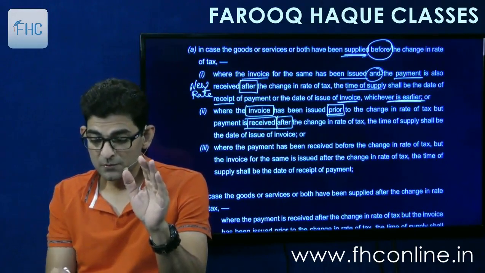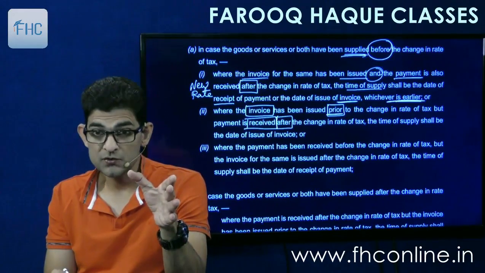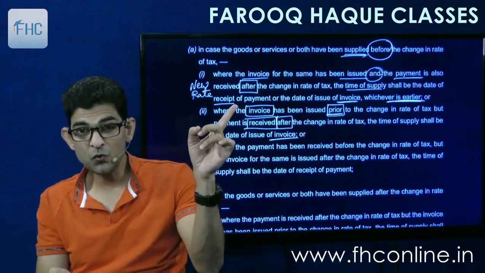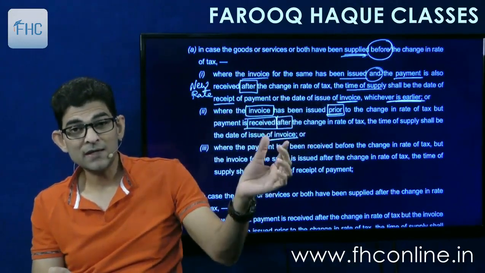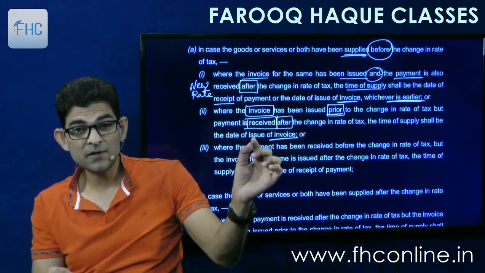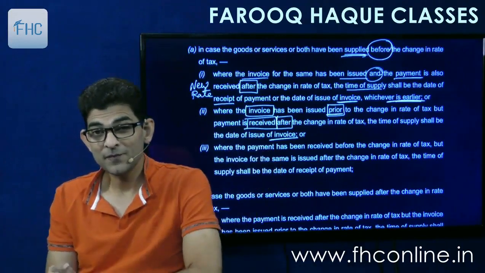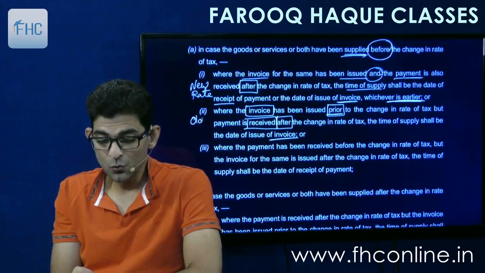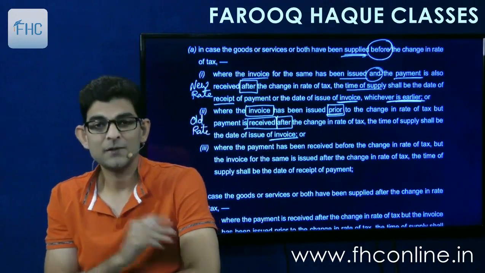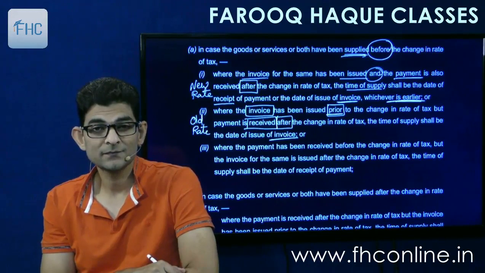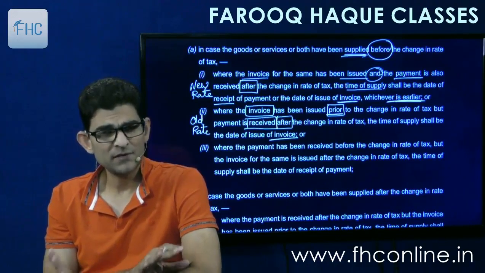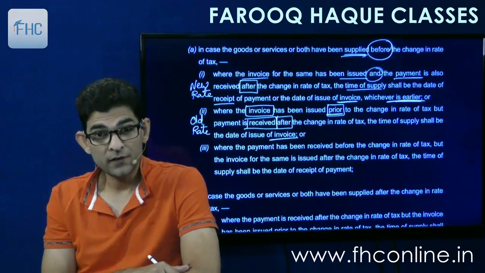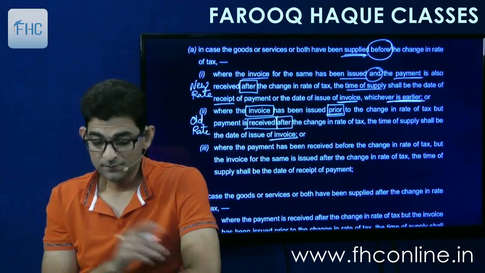The time of supply shall be the date of issue of invoice. You have to take the issue of invoice. So invoice is before, prior to the change, and that invoice date you are taking as the time of supply, meaning which rate will apply. Since invoice is prior to the change, you are going to apply the old rate. Now I'll explain with examples and with diagrams, so it will be much easier for you. Old rate.